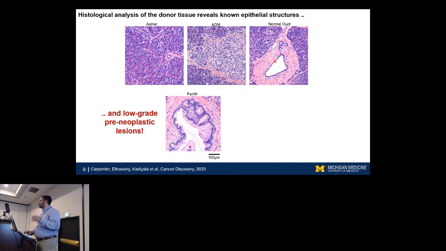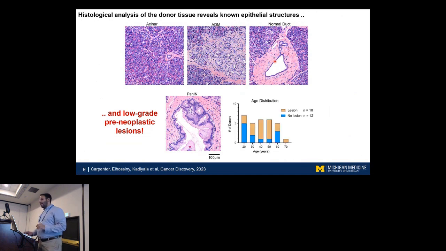And if you remember the PanINs, I told you those are the preneoplastic lesions, what usually precedes the tumor. We found those in the normal samples, and it wasn't age specific. We found those in individuals as young as 20 years old. So that was quite interesting.